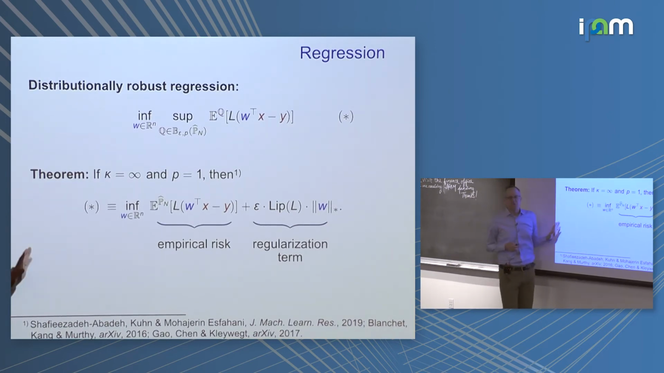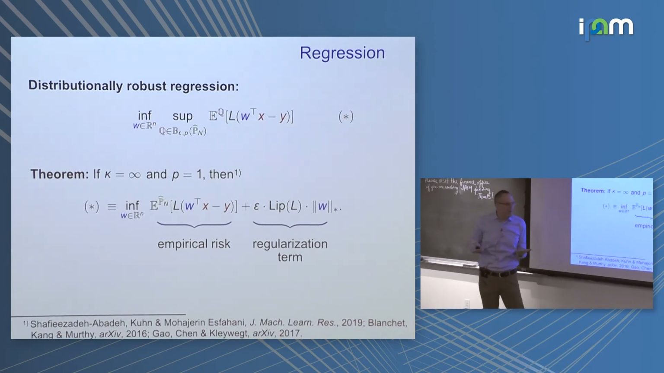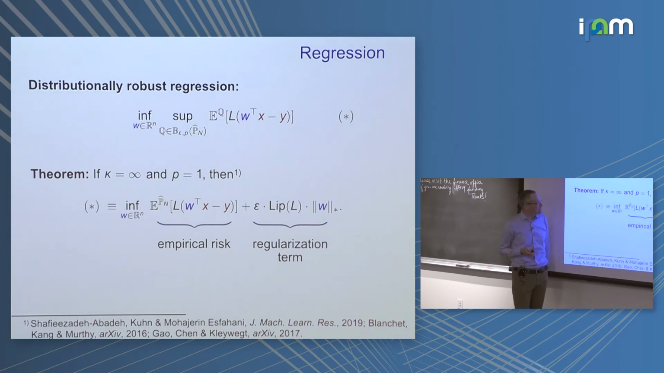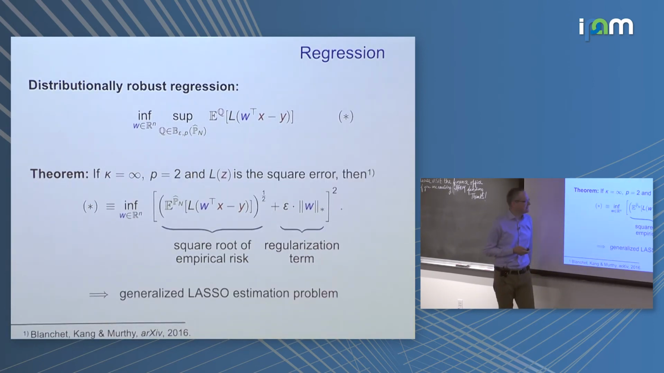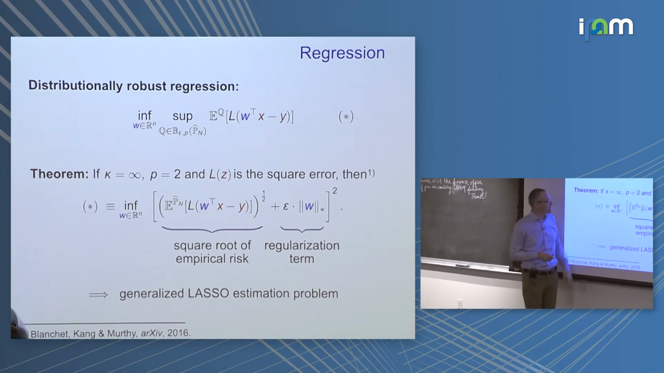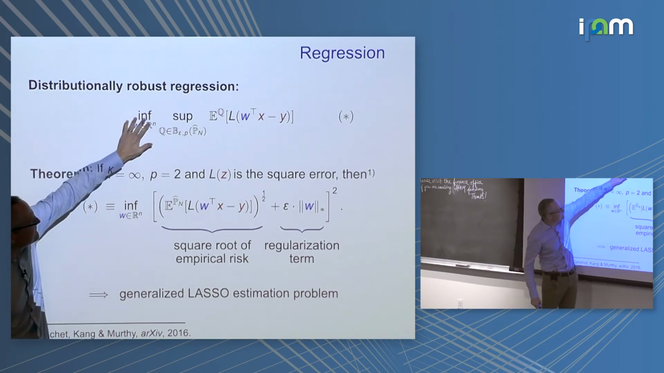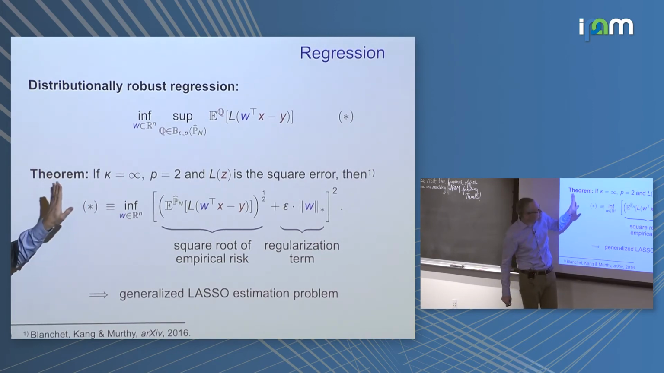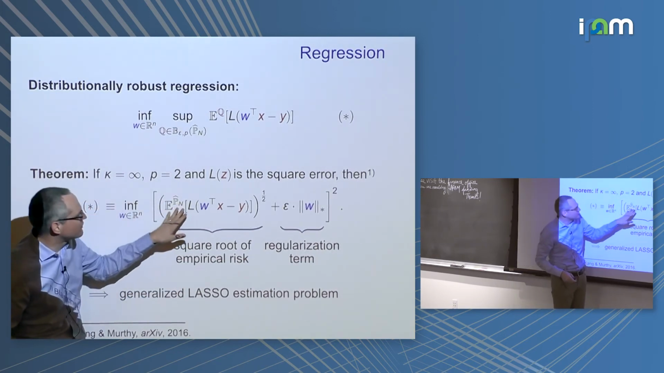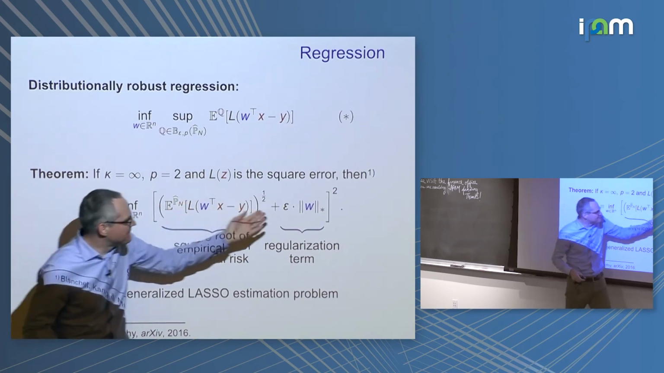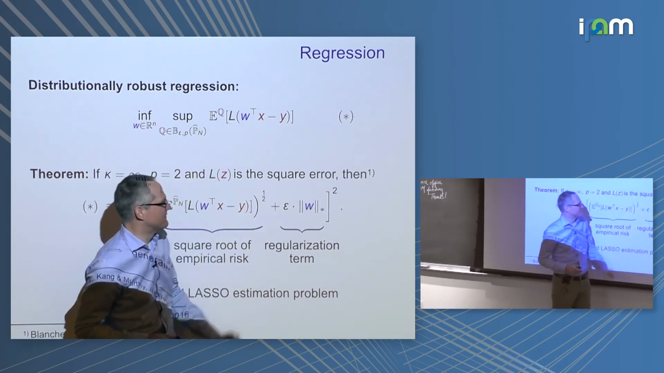Now, if we solve a least squares regression problem, so we use the squared loss, then we actually need to work with the type 2 Wasserstein distance to get a finite result. So let's do that. At the same time, let's again set kappa to infinity, so infinite trust in the outputs, no output uncertainty. In this case, one can prove that this distributionally robust problem is equivalent to this problem, which minimizes some combination of the square root of the empirical risk and this regularization term here.